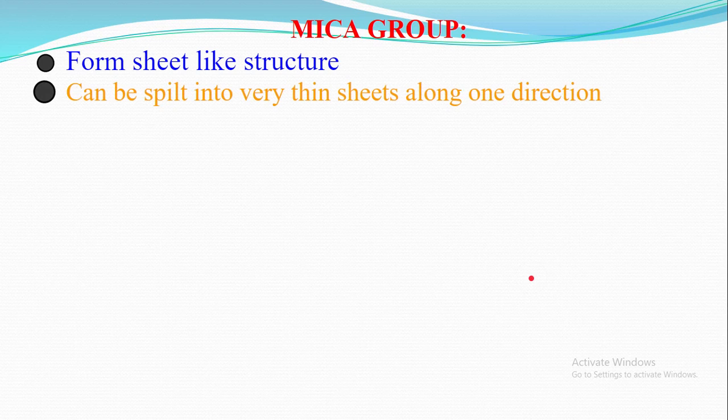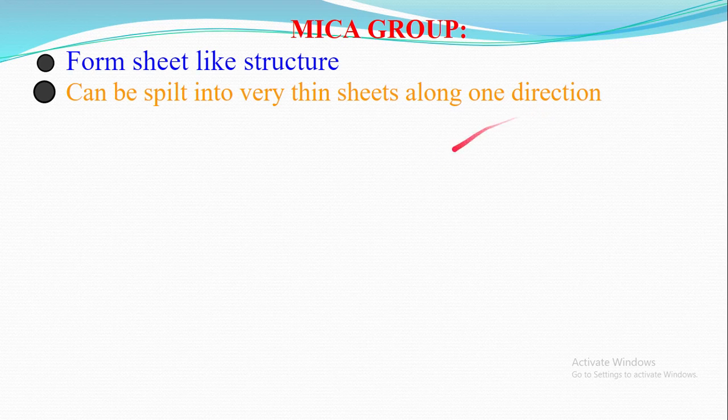Then the mica group is one of the important rock forming minerals. They form a sheet-like structure. I discussed earlier also during cleavage. They have sheets because of the mica. Generally they have one set of basal cleavage. They have parallel cleavage along the base which forms the sheet structure of the mica. So they can be split into very thin sheets along one direction along the base. We call them flakes.